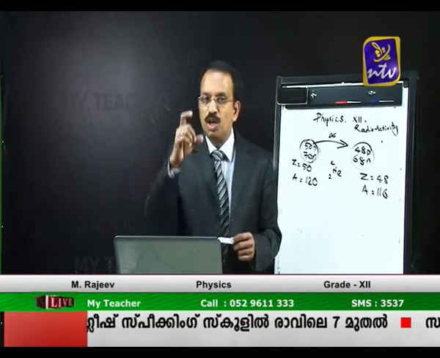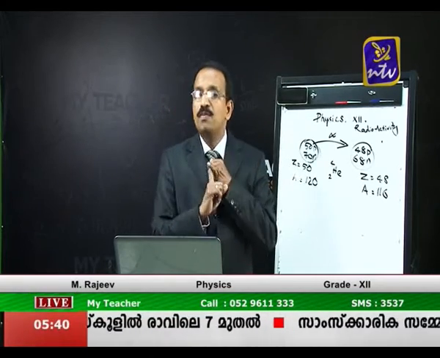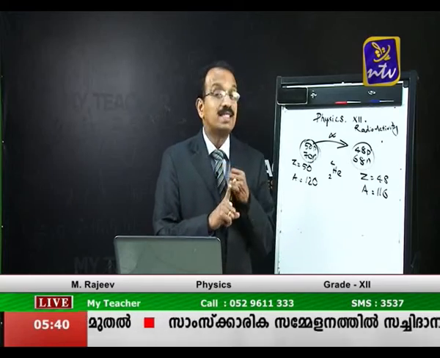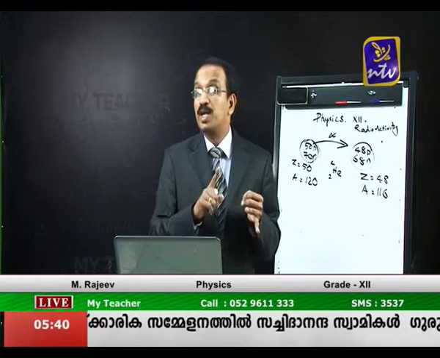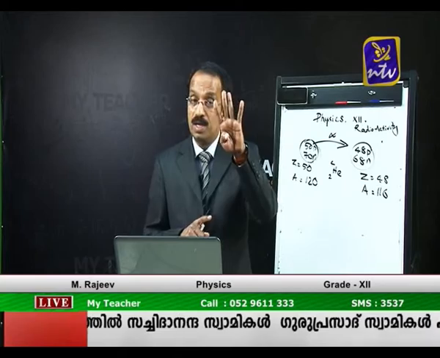So, let me tell you in brief, when an alpha particle is emitted from a nucleus, its atomic number decreases by 2, whereas mass number decreases by 4. Be very clear on that.